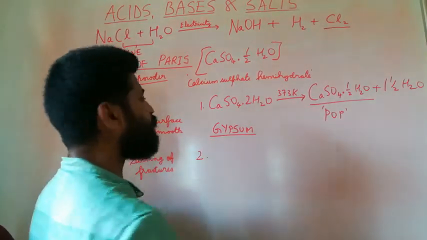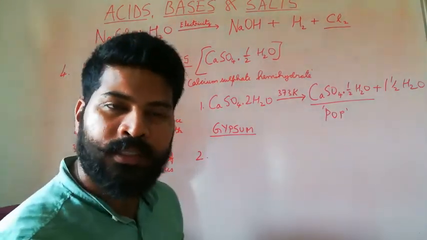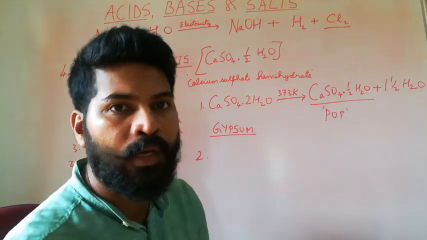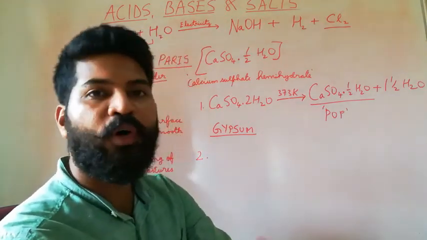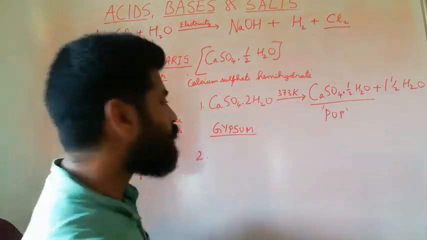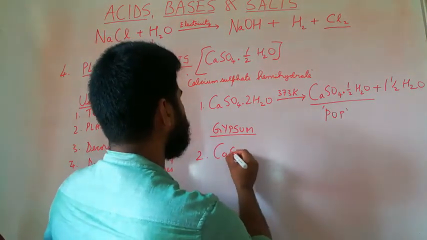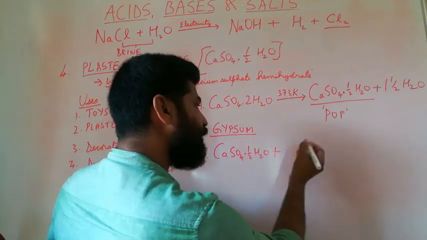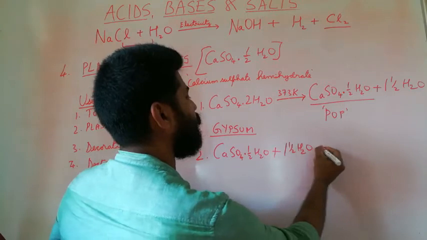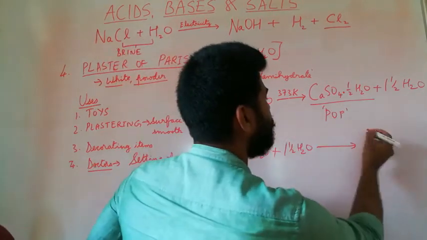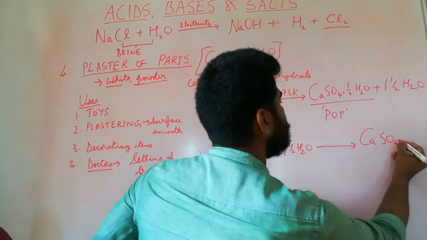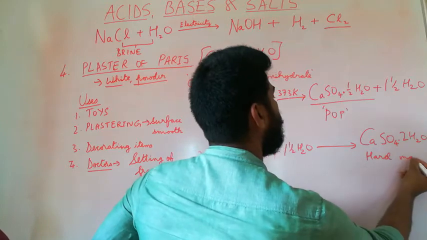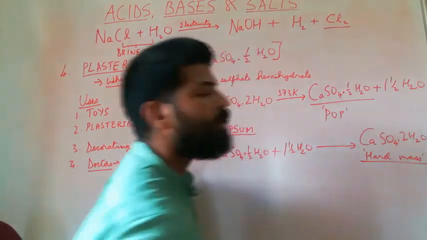So the next reaction is when doctors mix plaster of Paris white powder with water and use it for setting the fractured bone. What is the reaction? So plaster of Paris, CaSO4 half H2O, white powder is mixed with water, we get the gypsum back, that is the calcium sulfate dihydrate. This is what is seen as a hard mass on the fractured part.